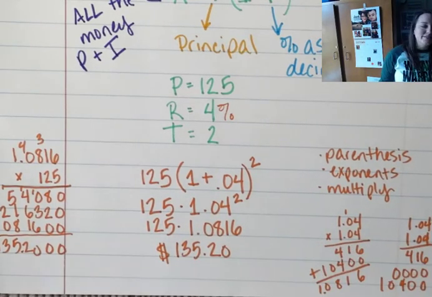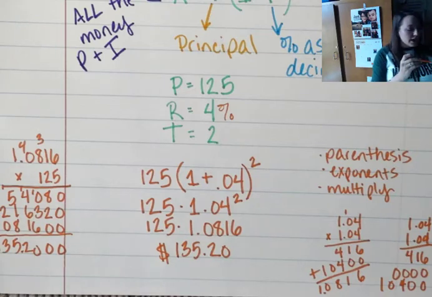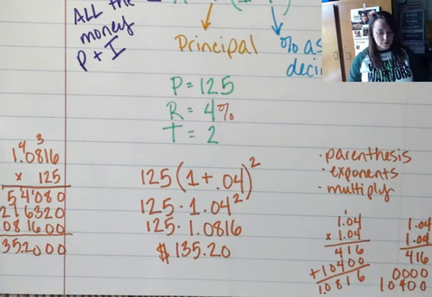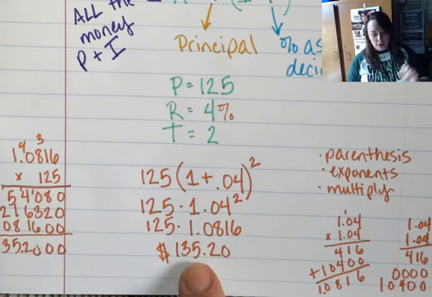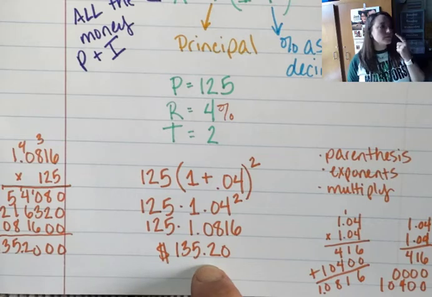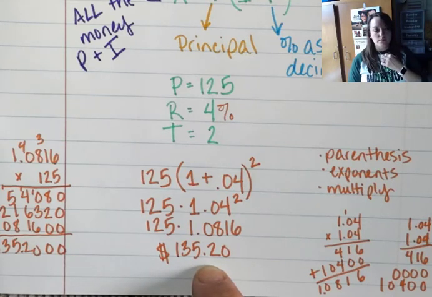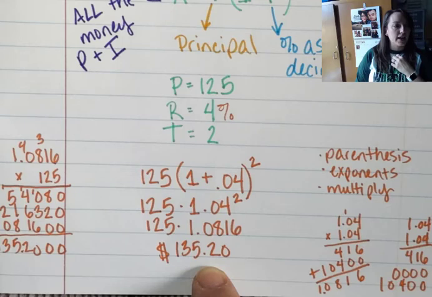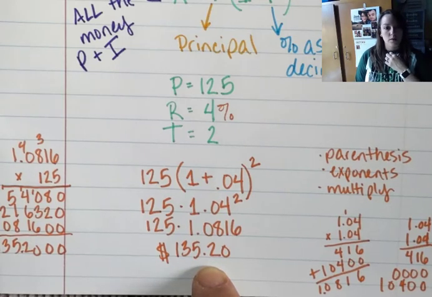So now that you've done the formula, you just plug it in, it's just work. You get to the end. What is this number? Is that interest? No, it's the A. What is A? All the money. Which is what? Interest and principal.